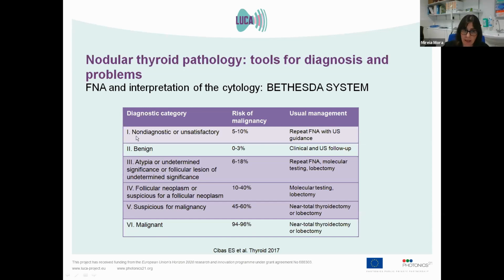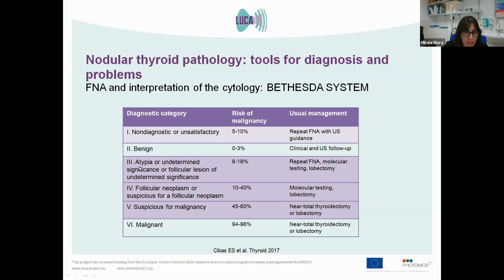The first one is Bethesda 1, that implies non-diagnostic or unsatisfactory. The main problem is that the pathologist has not enough cells to take a decision and to consider that these cells are benign or malignant. In these cases, the ideal management would be to repeat the fine needle aspiration. Sometimes you find again another Bethesda 1, and finally, in most of cases, you decide that that patient has to go to surgery.